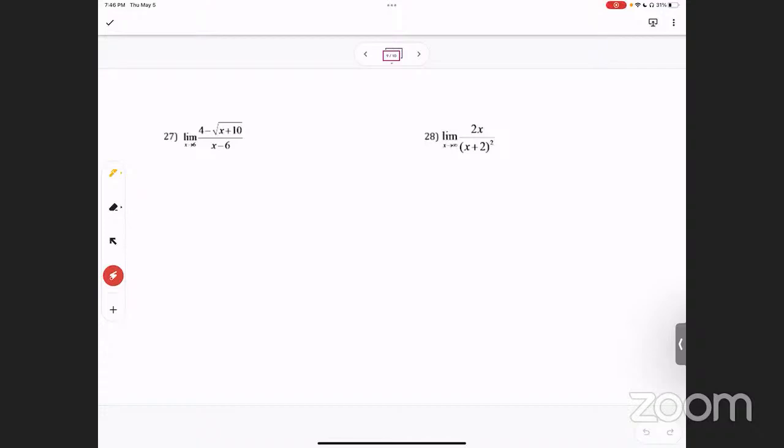All right, what about for this one? So this one will not work. You're going to want to multiply by 4 plus square root of x plus 10 on the top and the bottom.